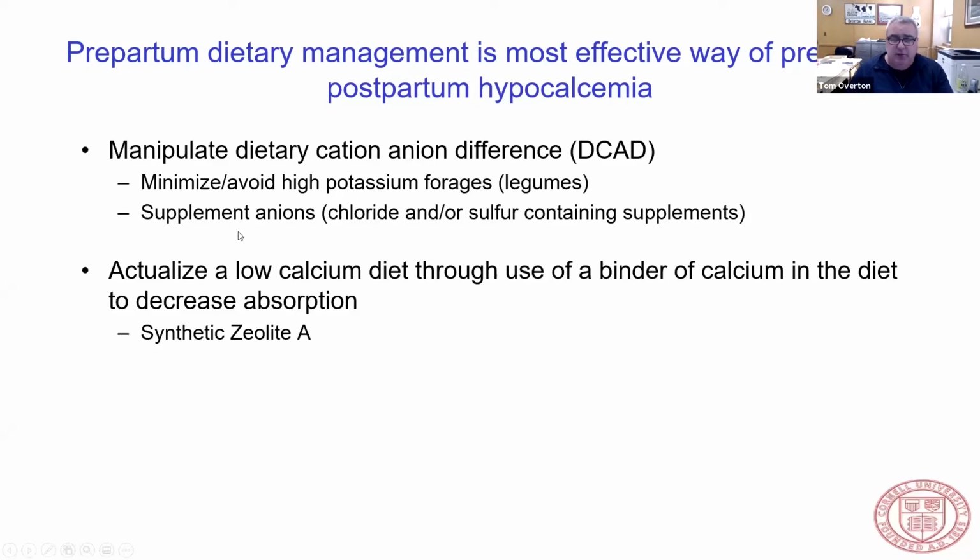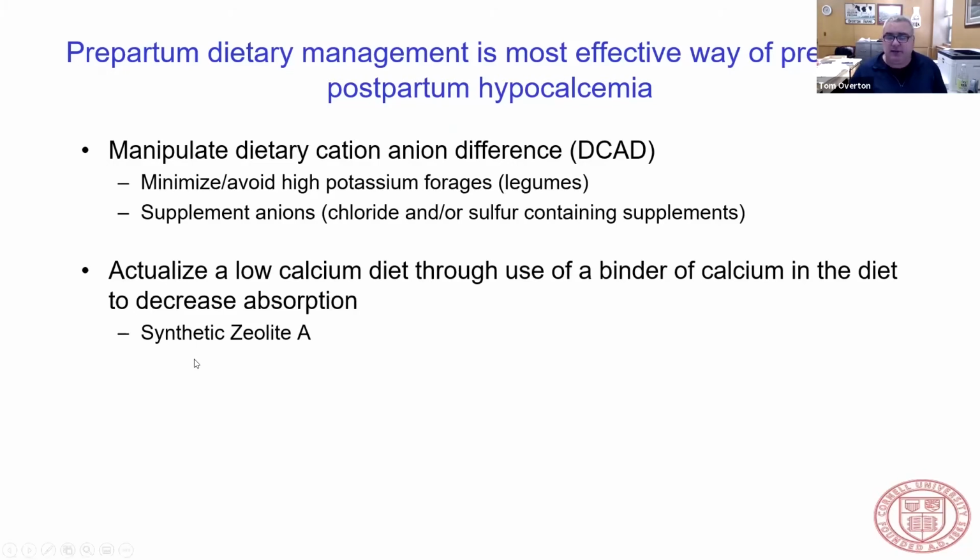And then we also may supplement some anions. These are chloride and/or sulfur-containing supplements that then shift this DCAD to be more negative. And that, in a nutshell, turns the cow's calcium metabolism on. Okay. The other approach, and it's a little bit of a newer approach that's getting some attention out there, and it's distinct from DCAD, is to actualize a low calcium diet by using a binder of calcium in the diet that decreases absorption.